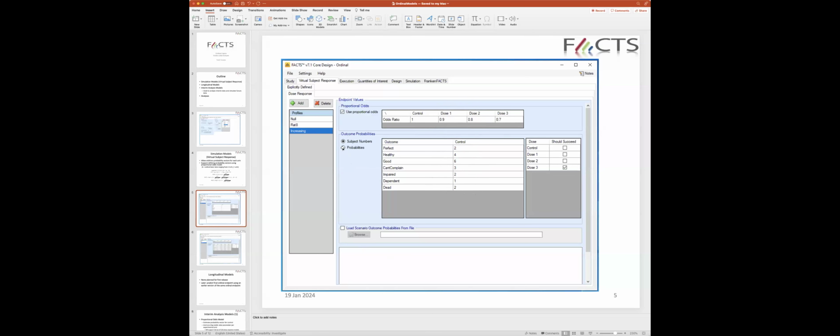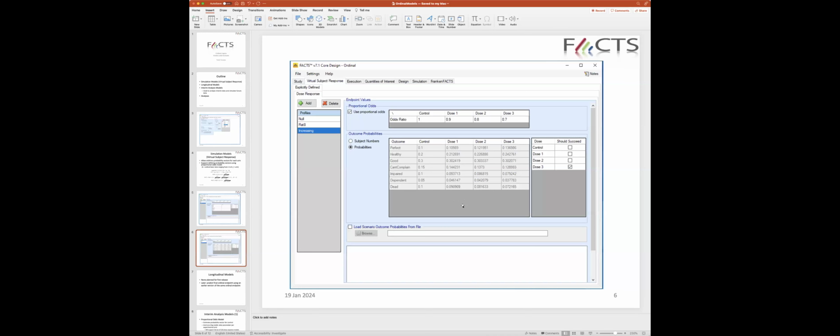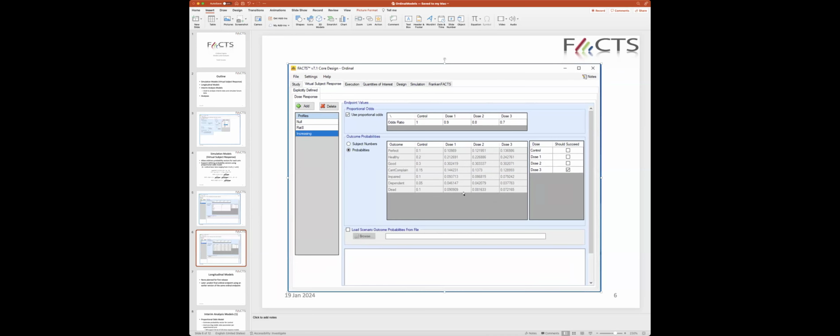After clicking the probabilities button here, we would get the following, where we've written out the control probabilities and computed the probabilities for each of the arms, where the probabilities of good outcomes are increasing with dose here.